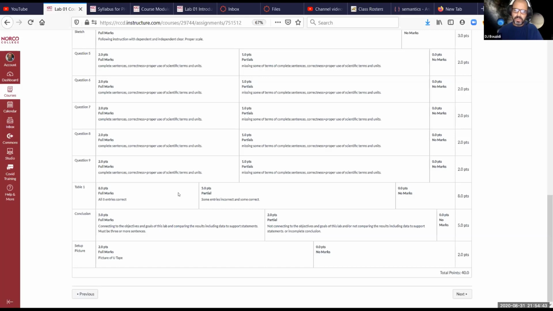Usually I'm looking for more sentences in here. So three or more sentences, showing an understanding of these things. Five points for full credit, two points for partial, and no credit whatsoever for the other one.